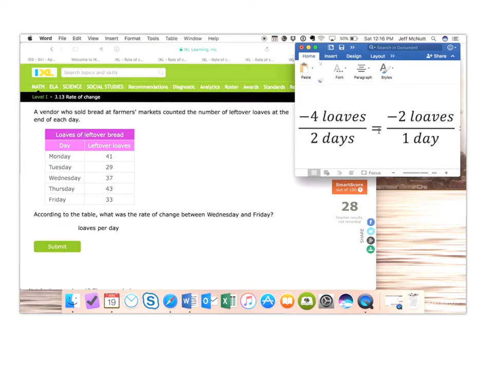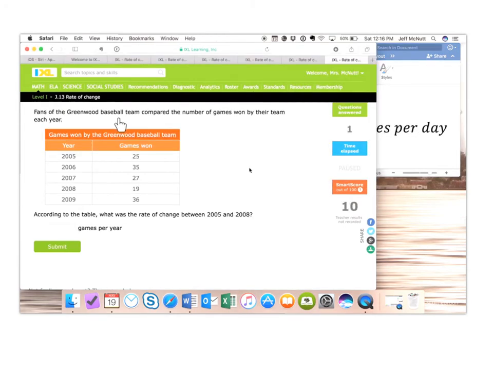All right, this is the last problem, and then you're done with this video. Fans of the Greenwood baseball team compared the number of games won by their team each year. According to the table, what was the rate of change between 2005 and 2008? Now this is, again, over a span of a couple of years, so we have to make sure we enter this correctly in our ratios. So we look at our 2005 number, 25, and our 2008 number, 19. Notice again, it's falling, so we're going to be dealing with negatives.